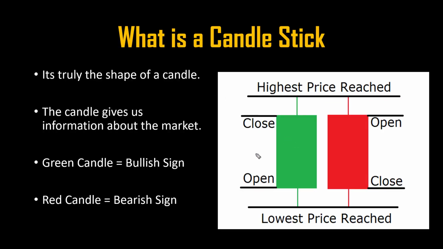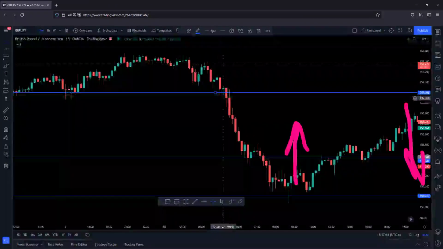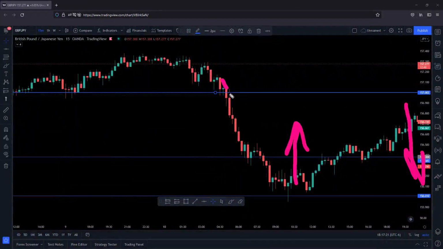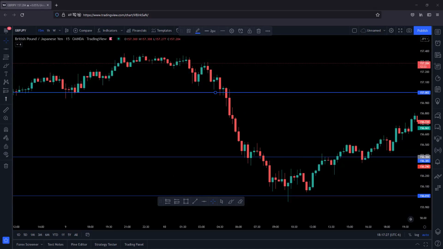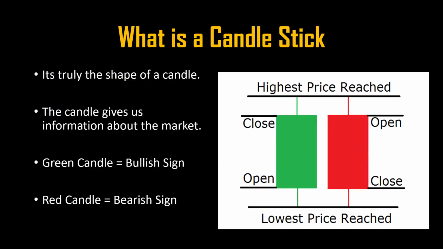Obviously a green candle is a bullish sign, which basically means it goes up, and a red candle is a bearish sign, which means it goes down. Just like this chart right here, you can see that these are all red candles. Red candles basically mean coming down, it shows that it's bearish. A green candle means it's going up. It's bullish.